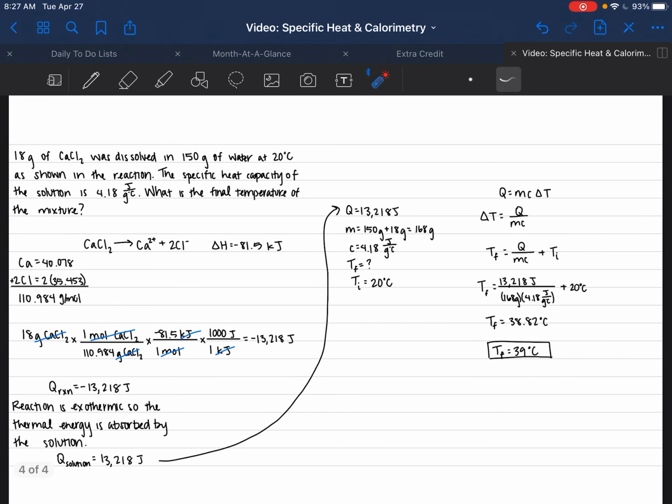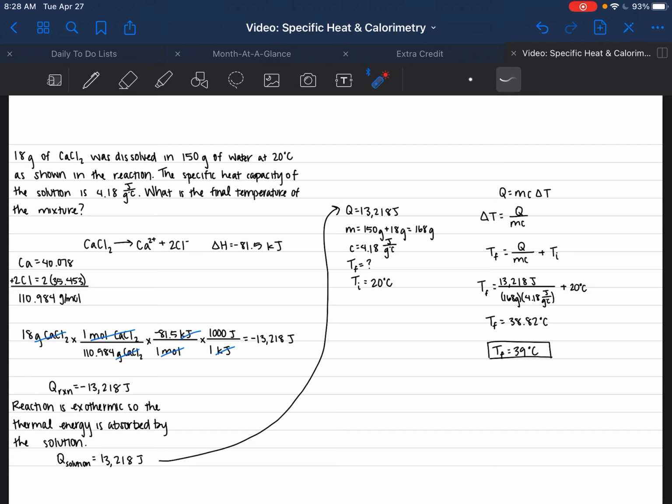Okay, now our last problem. I know it's been a longer section, but I want to make sure you understand this concept. For this one, we have 18 grams of calcium chloride, and it's dissolved in 150 grams of water at 20 degrees Celsius as shown in the reaction. The specific heat capacity of the solution is 4.18 joules per gram degrees Celsius. We want to know what the final temperature of that mixture was when we combined them.